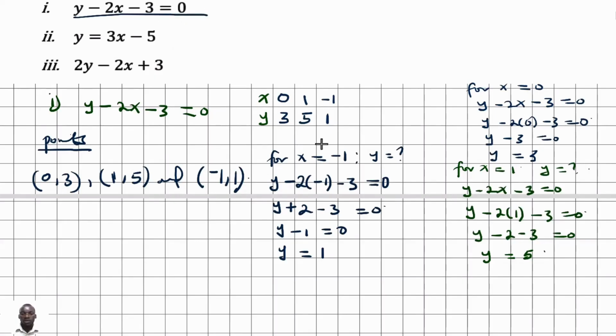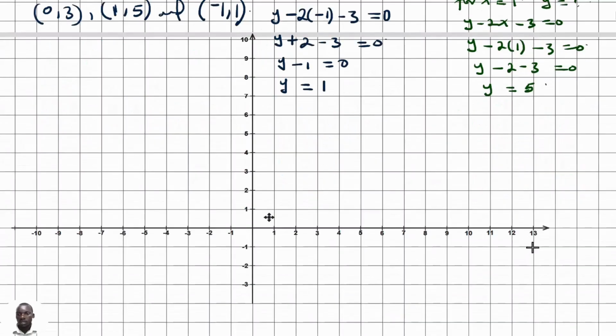Having got the points to plot, we need to draw the Cartesian plane. This is our x-axis, and the y-axis is this side. We plot the coordinates 0, 3, it's here. Then 1, 5, it is here, plotted. Then negative 1, 1, it is here.